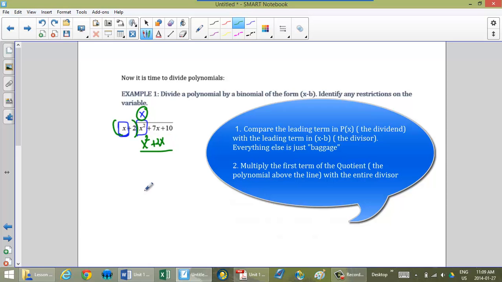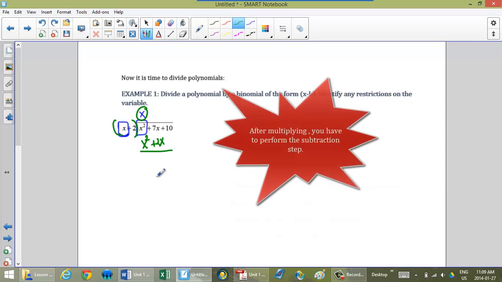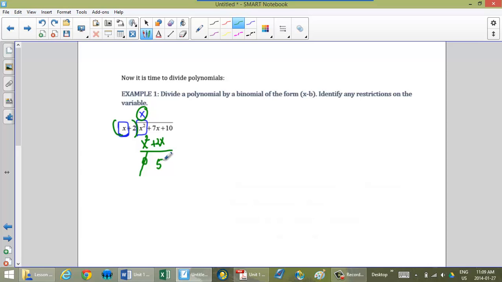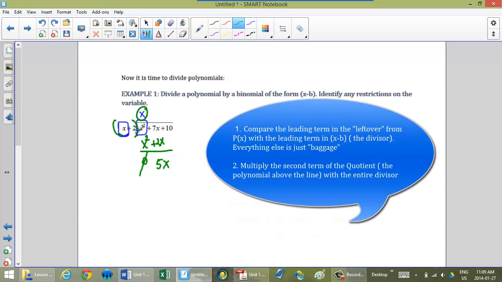What follows the multiplication step? It's a subtraction step. So x squared minus x squared means 0. We have no more x squareds left. And 7x minus 2x means 5x. Now again, remember, we do not pay attention to the plus 2 at all. We only compare the x term in our binomial, or in the divisor, and the leading term in whatever is left out of our polynomial. We lower the last term in the polynomial, plus 10, and we have left 5x plus 10.